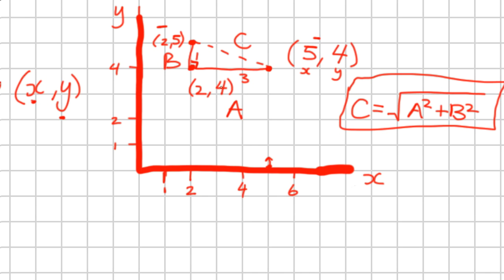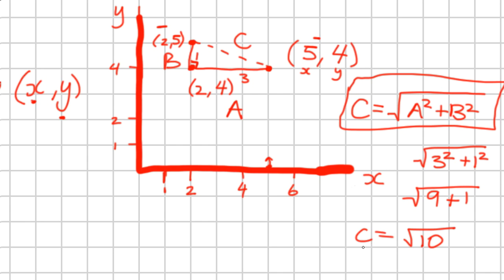So let's do this one. So the length of A here is 3. So I'm going to put it into this equation. I'm going to go square root of 3 squared, because that's what A is. B is 1, so I have to add 1 squared. So 3 squared is 9. 1 squared is 1. So I have the square root of 10. C equals the square root of 10. That is our length. That's this length C here.